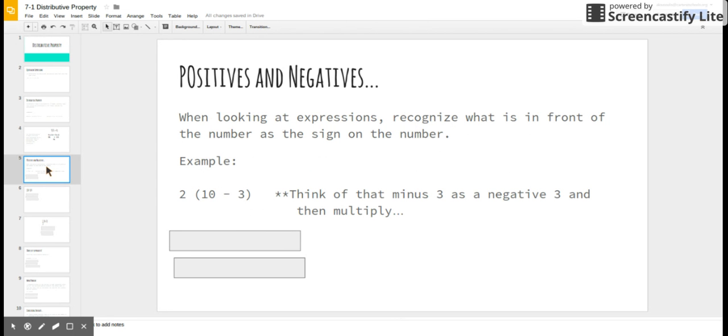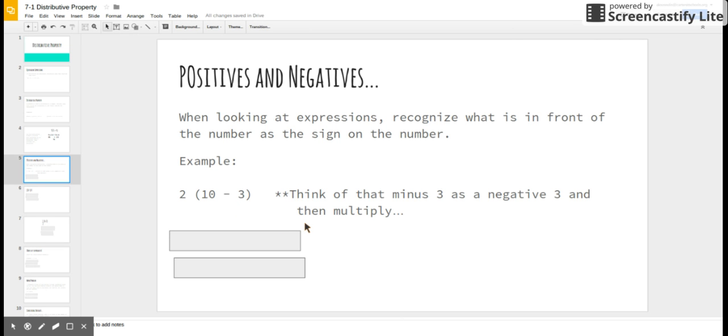Positives and negatives. Let's talk about these a little bit. When looking at expressions, recognize what is in front of the number as the sign of the number. So here you would think of this as 2 times (10 minus 3). When using the distributive property, I want you to think of this minus 3 as a negative 3. Because if you think about it, 2 times (10 plus negative 3) will get you the same answer.